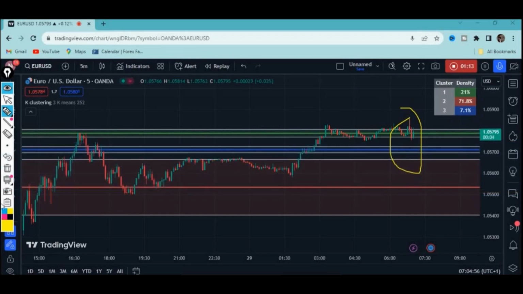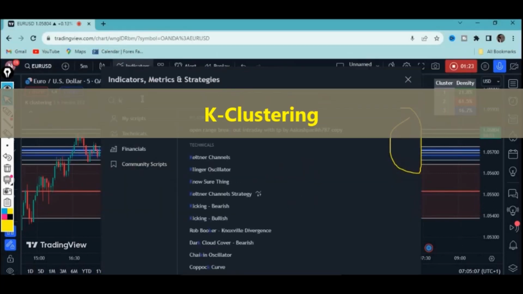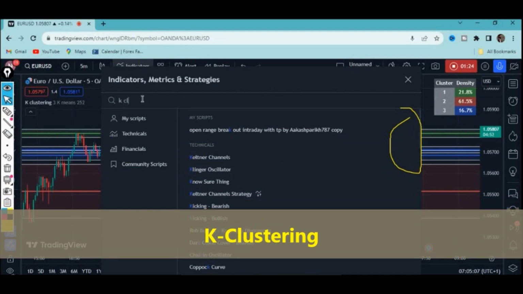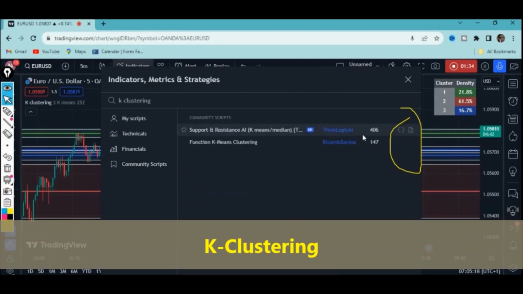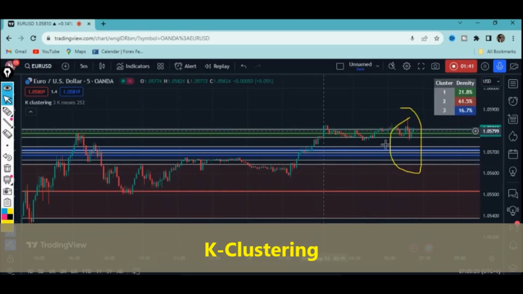So guys, to add this indicator, you just go to TradingView.com. Once you click on it, you type K, just like this, clustering by Think Logic. Only 406 traders know about this indicator. So you click on it, and once you click on it, it will appear like this right on your chart.